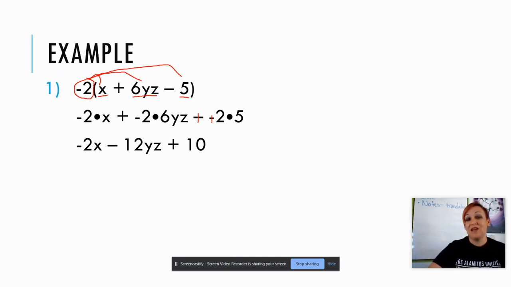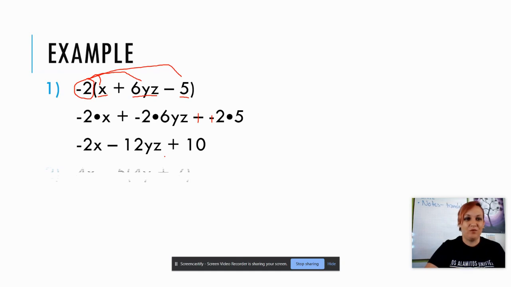Notice that the signs of each term changed when we distributed a negative. It was a positive x, now it's a -2x. It was a plus 6yz, now it's a -12yz. It was -5, now it's +10. That will always happen when you're distributing a negative number. All of the signs will change.